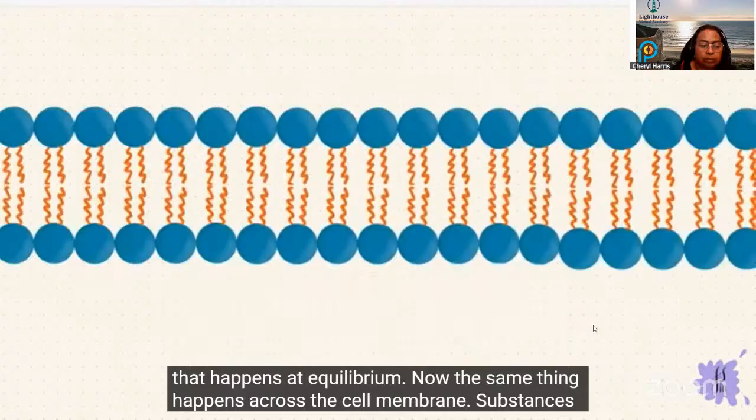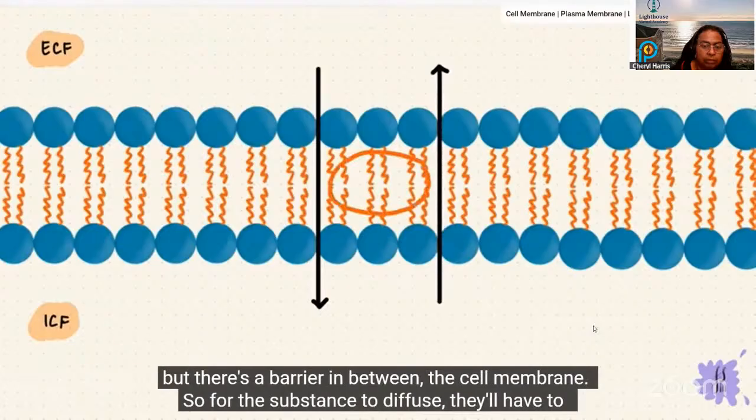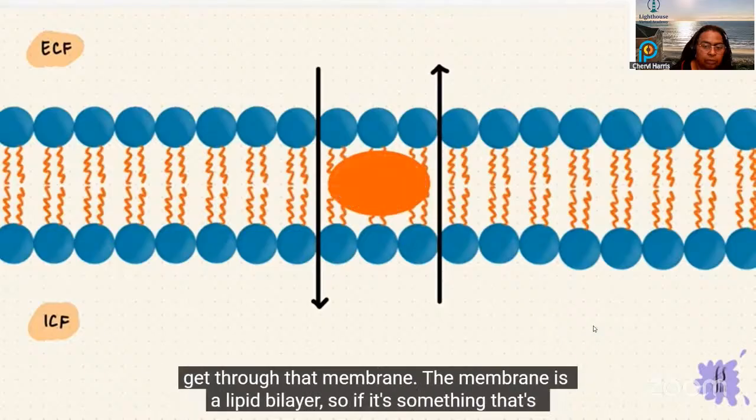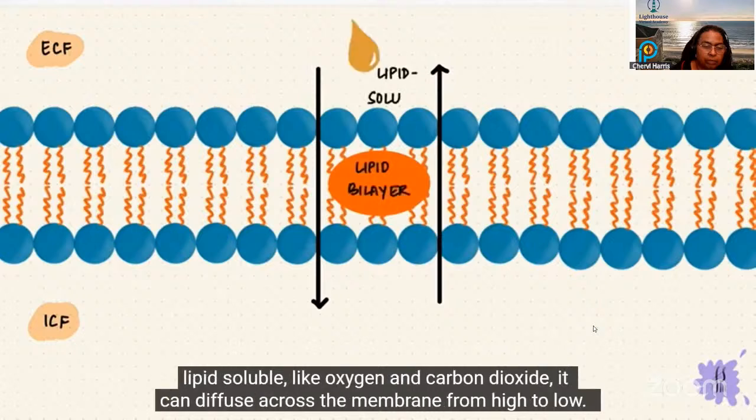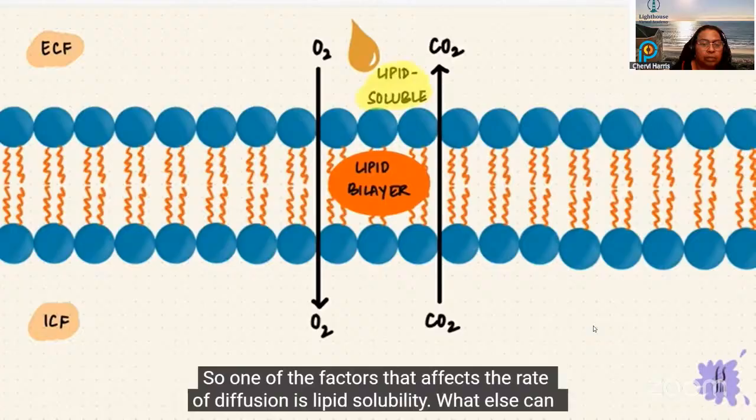Now the same thing happens across the cell membrane. Substances diffuse into and out of the cell depending upon the concentration gradient, from high to low. But there's a barrier in between, the cell membrane, so for the substance to diffuse, it'll have to get through that membrane. The membrane is a lipid bilayer, so if it's something that's lipid soluble, like oxygen and carbon dioxide, it can diffuse across the membrane from high to low. So one of the factors that affects the rate of diffusion is lipid solubility.